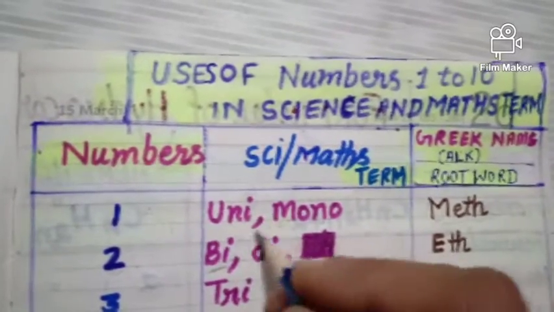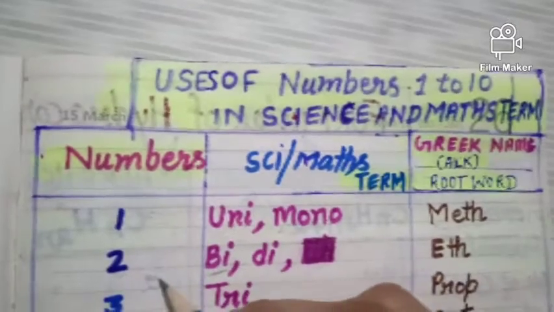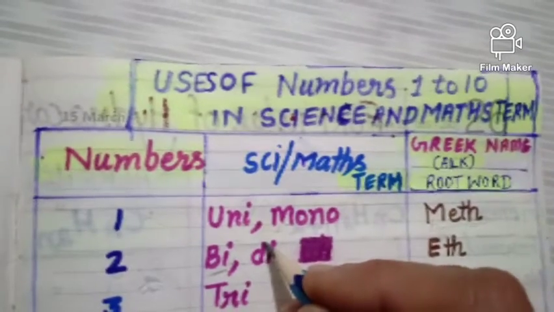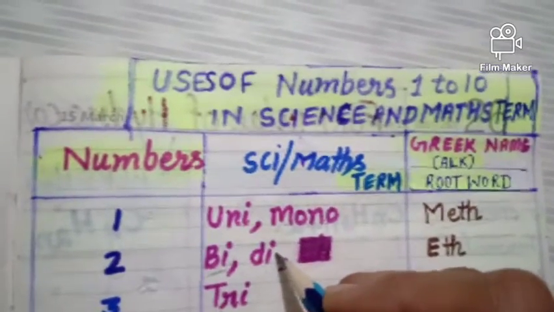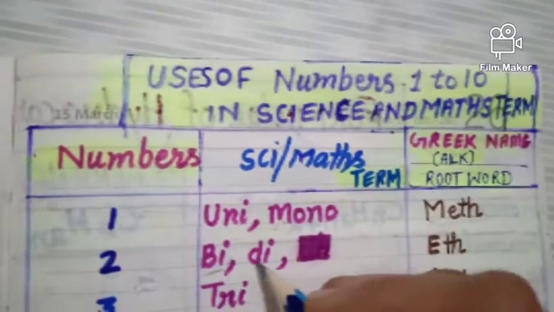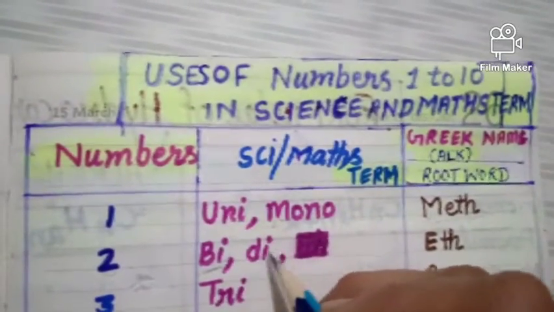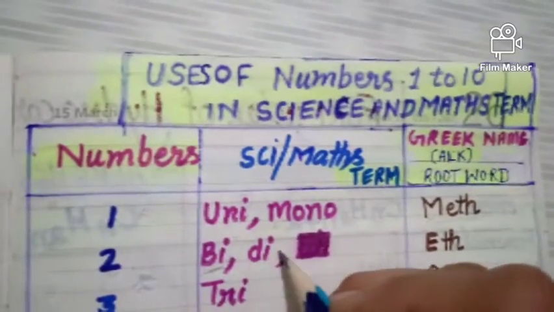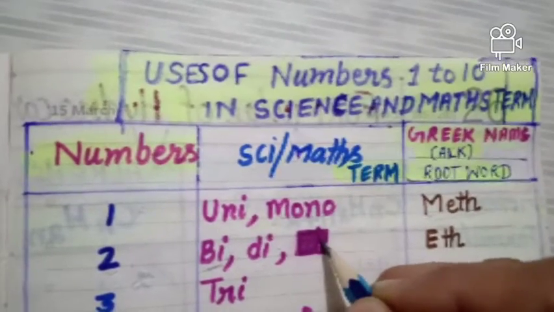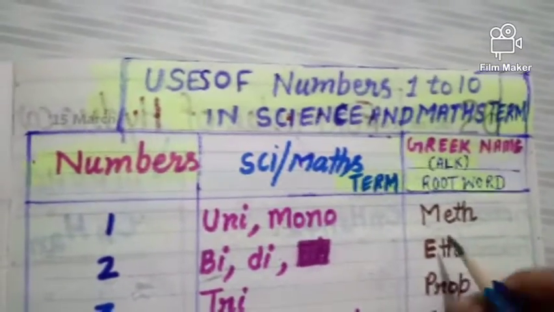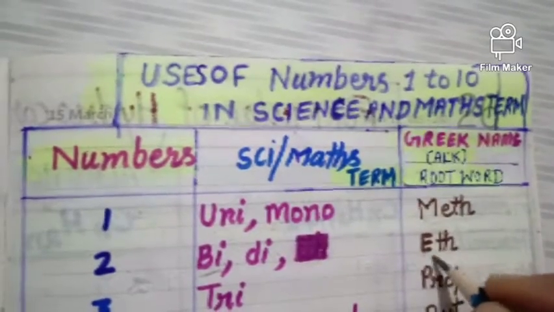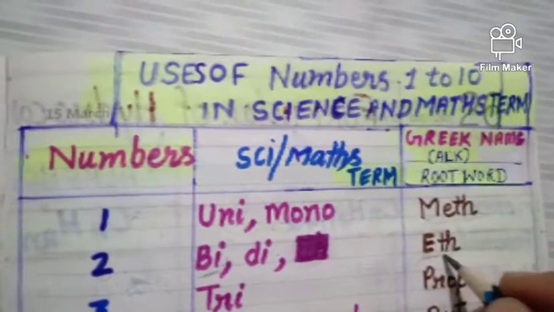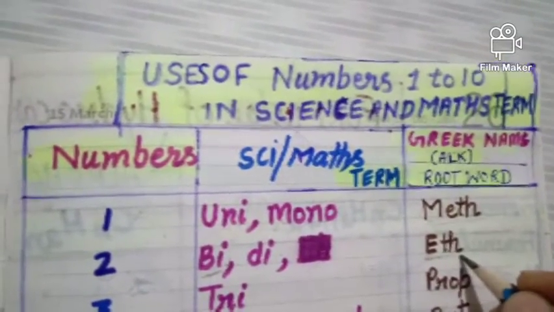And di is also another term which is used for two, like dioecious plant. Dioecious plants are those which have unisexual flowers, meaning two different plants for the different flowers, for male and for female. For example, papaya, the male plant is separate and the female plant is separate. And in hydrocarbons, for two, the root word eth is used. Eth as a root word means the hydrocarbon has 2 carbon atoms only.